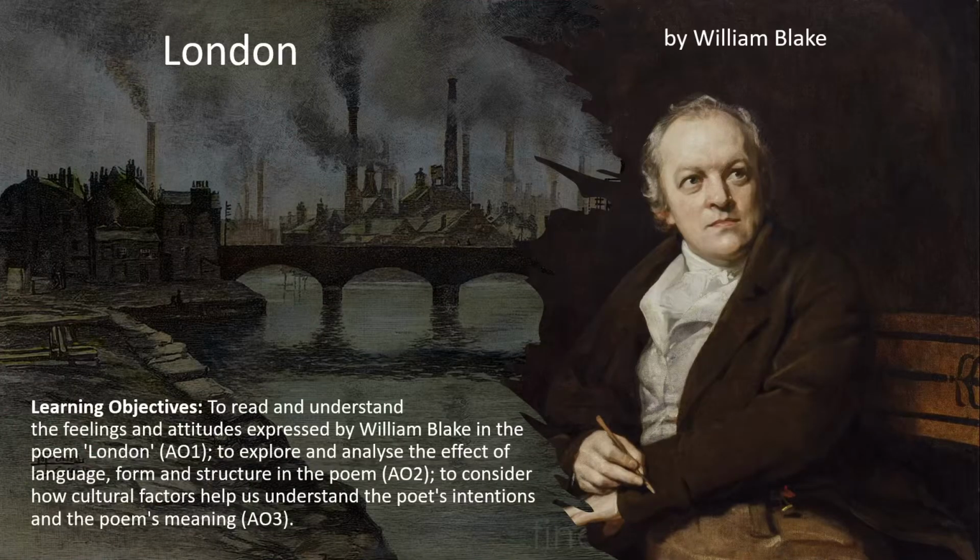So I hope that's been helpful. You should now have an understanding of those main feelings and attitudes that Blake's expressing in this poem, London. I'm hoping you'll be able to pick out some of those ideas about the effect of language, form and structure and use those to help you really explain how Blake gets those ideas across. And finally, you should now have a bit of understanding about what London was like in the time that Blake was writing, what Blake himself believed about society, and how knowing that helps us to really get more out of this poem and explain what he's doing with greater confidence.